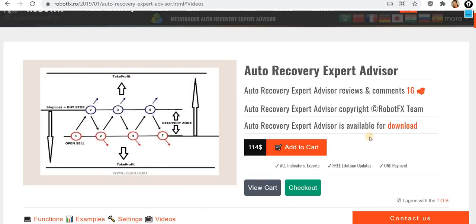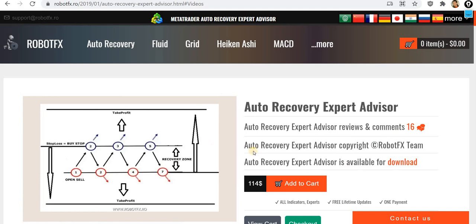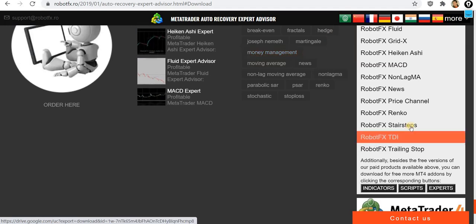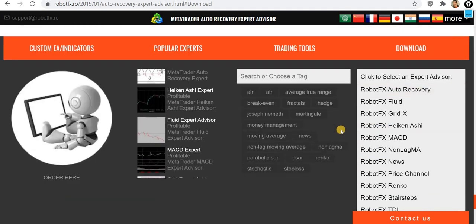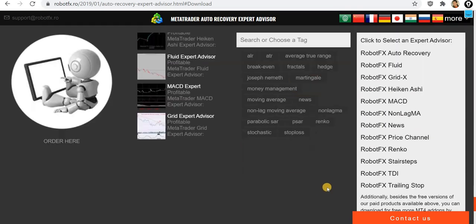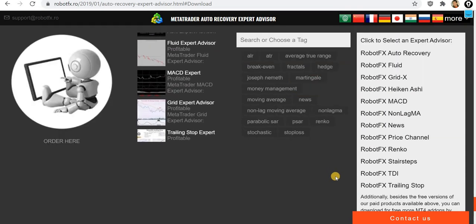And again, very important, after you have read and understood what it does, how it works, do click the download button and use it on your demo account. See if it is something that you need before you will proceed with purchasing it.